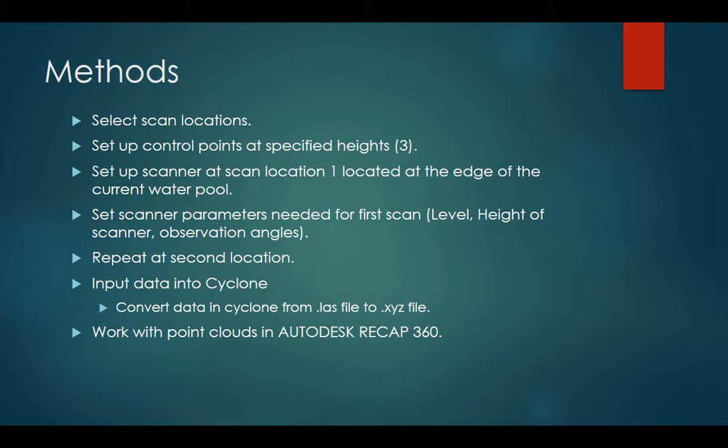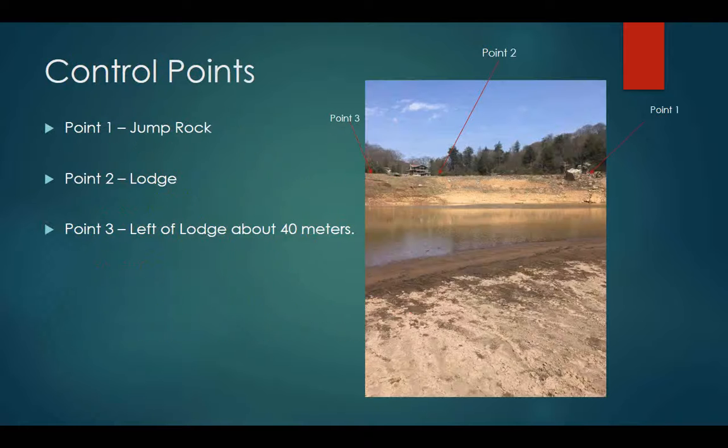A little bit of methods. Select scan locations. We did two scans in this circumstance. Set up control points at specific heights. Set up scanner location 1 and the parameters, which means leveling the scanner, understanding the height of the scanner, observation angles, resolution, etc. Then repeat that with the second scan location. Next, input the data into Cyclone and convert the LAS files to XYZ files. Then work on those XYZ point cloud files in Autodesk.